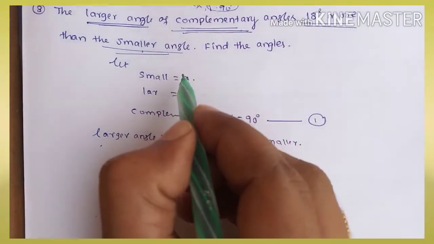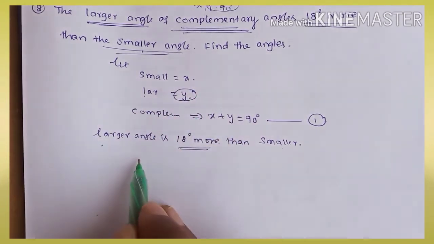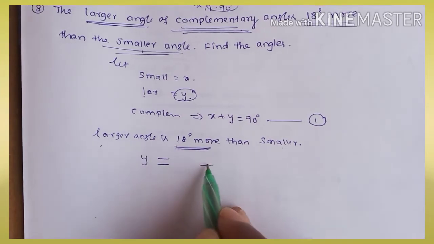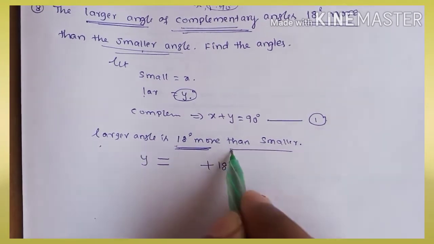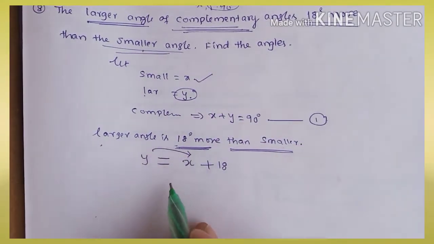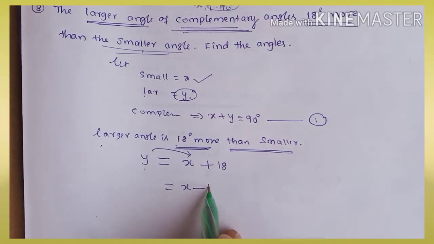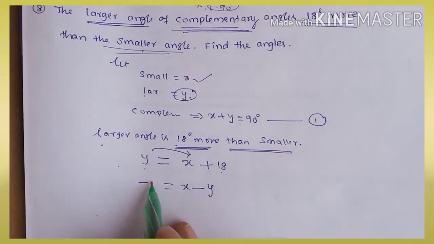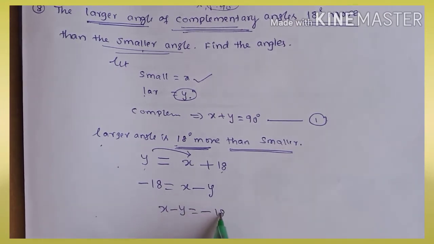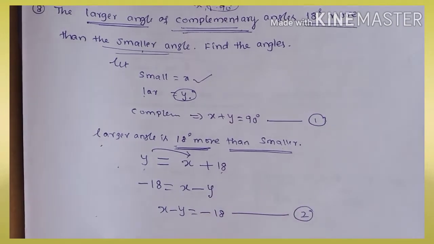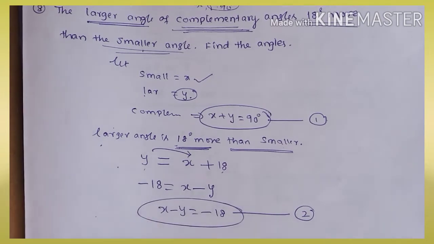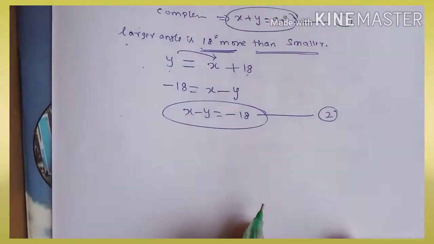What is here larger angle? Larger angle equal to y. Is means here equal to 18 degrees more. So plus 18 for which? For the smaller. What is smaller? x. Right? Now plus y transpose minus y: x plus y transpose minus y plus 18, transpose that side minus 18. So x minus y is equal to minus 18. Equation 2. Equation 1 x plus y is equal to 90. Equation 2 x minus y is equal to minus 18.